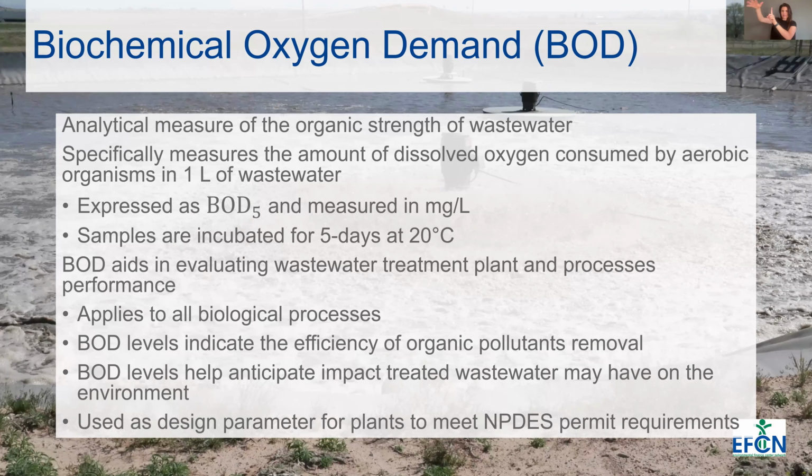If the BOD is too high, when it gets into the receiving waters it would consume too much oxygen in the environment, which can cause problems with the other organisms living there. A lot of times this is used as a design parameter for plants to meet your NPDES permit requirements. Typically, it's referred to as part of our 30-45 rule, where you're supposed to have a 30-day average of 30 milligrams per liter or less of BOD, or a 7-day average of 45 milligrams per liter or less. So let's talk about some of those calculations that you may use when talking about BOD.